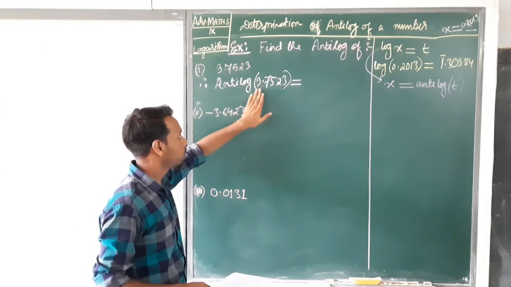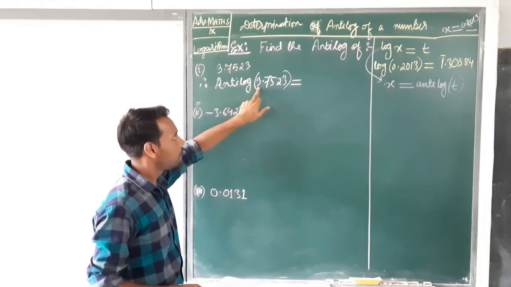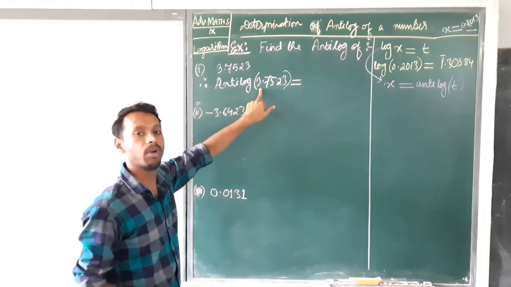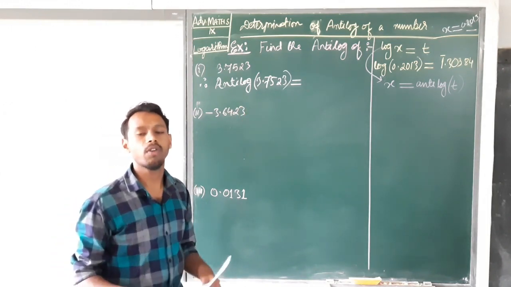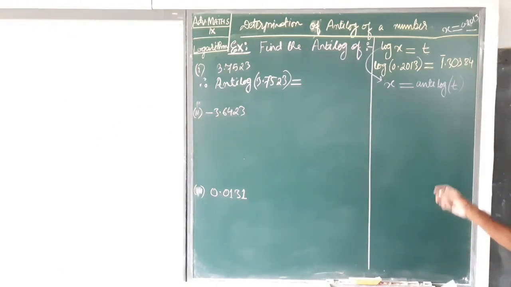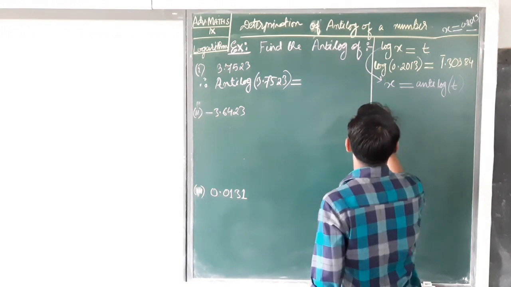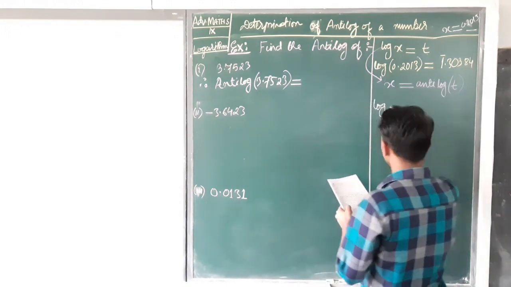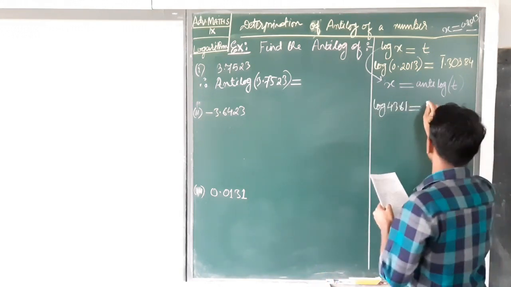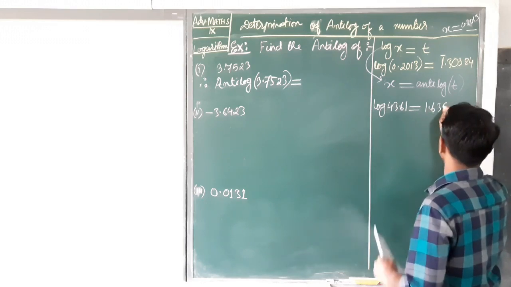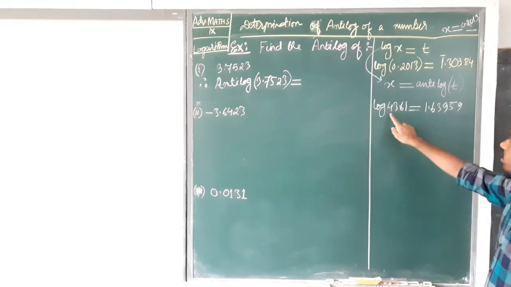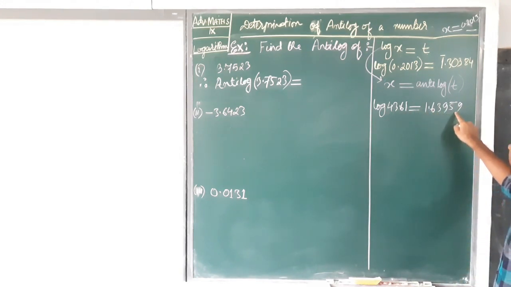Okay, why we have to ignore this integral part is because this integral part is found out just by considering the number of digits in the integral part of log number. How? Let's see. Suppose log of 43.61 is equal to 1.63959. The log value of this number 43.61 is 1.63959.